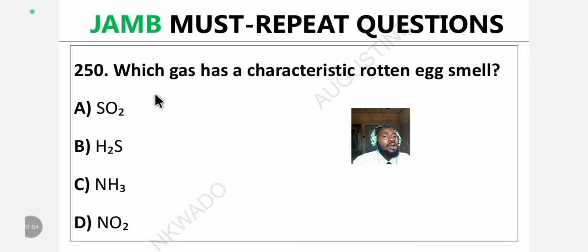Question 250. Which gas has a characteristic rotting egg smell? A. Sulfur(IV) oxide. B. Hydrogen sulfide. C. Ammonia. D. Nitrogen(IV) oxide. What's the answer? Drop the answer in the comment section, my scholar. I just taught you now.